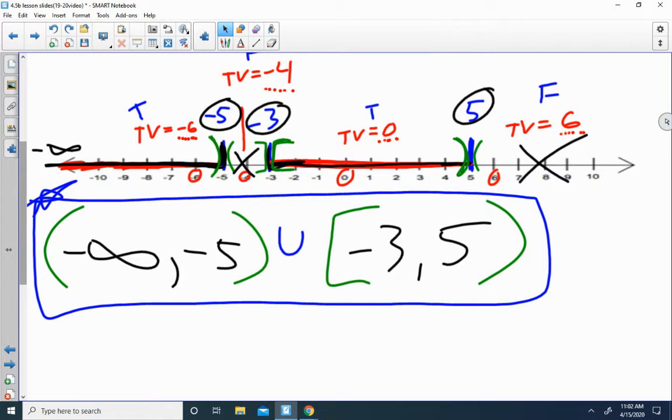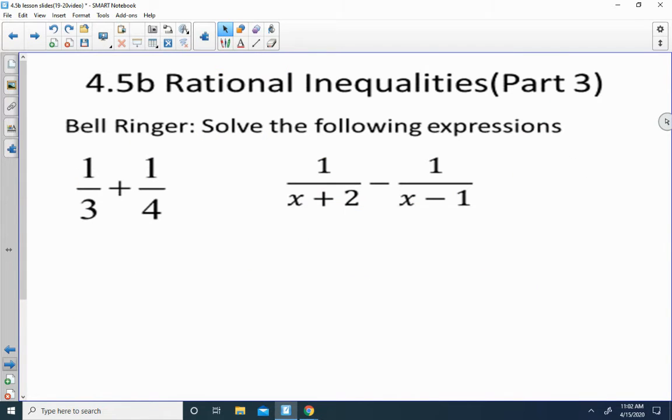And that sums it up for part 2. In part 3, we're going to be looking at some examples where the denominators will not be the same, and we're going to have to figure out how to solve those. So, with that said, we will talk about that in part 3.